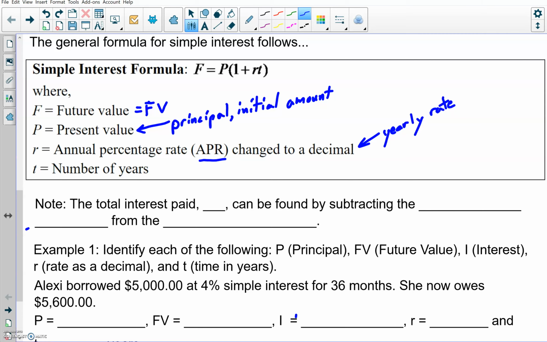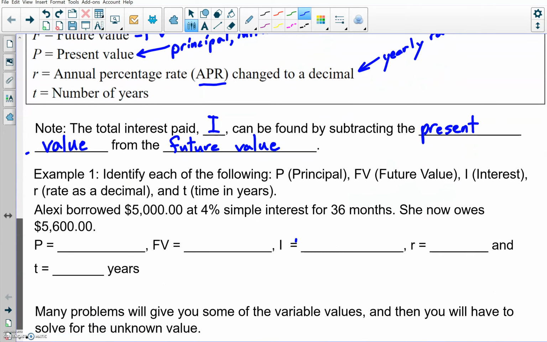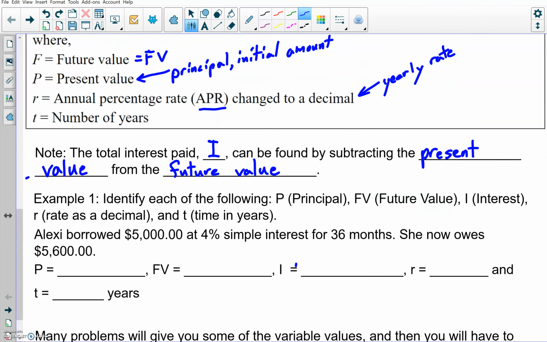So another thing that doesn't show up in here but does show up in the problems, the total interest paid, I, can be found by subtracting the present value from the future value. If you know what you got in the future, you know what you started with, you subtract the future value minus the present value, and you will get the interest that you earned. Everything that's different between the two is because you earned interest or paid interest.